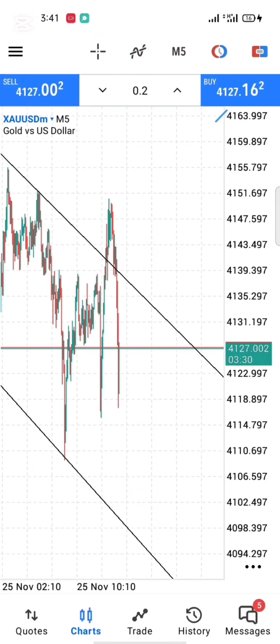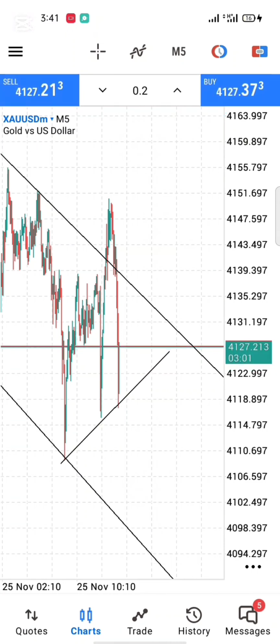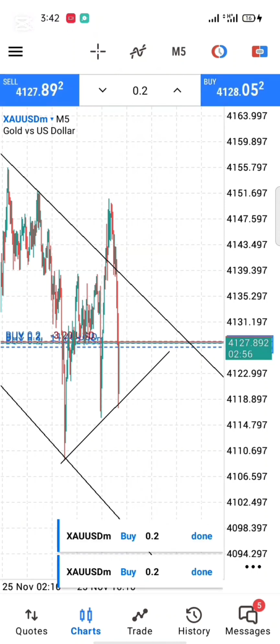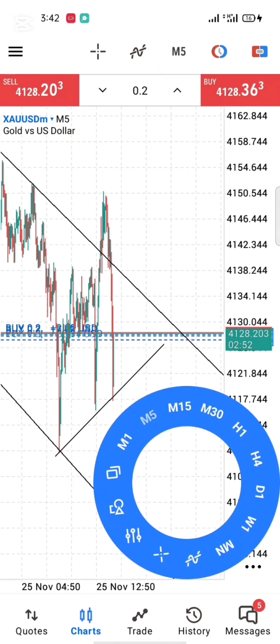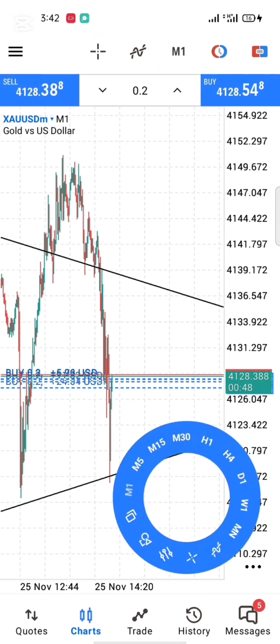There's a very strong support level at this point. So at this point I'm buying with 0.2 loss. I'll be buying on 4 buys. Expecting the trade to buy massively and give us huge profit to a mighty height. There's a very strong support level at this region.